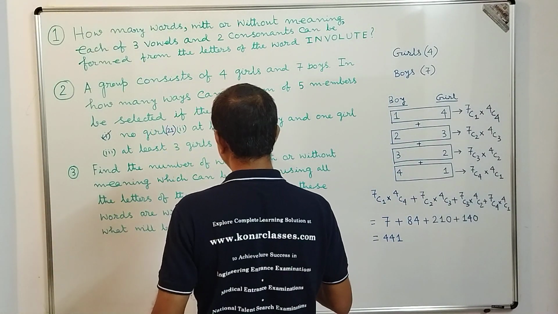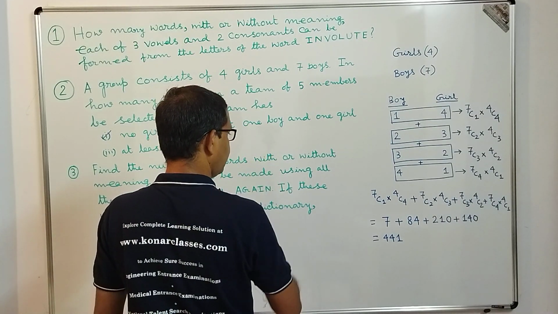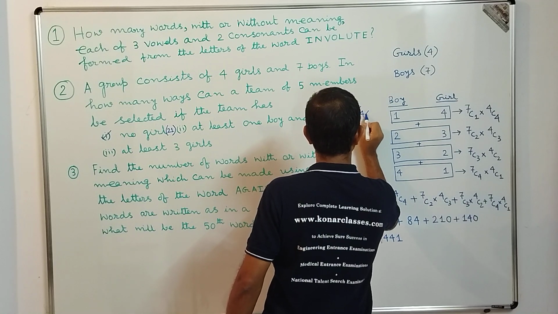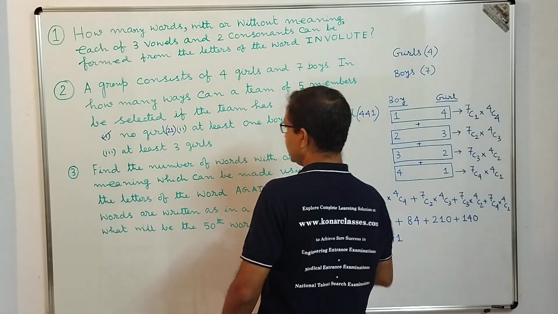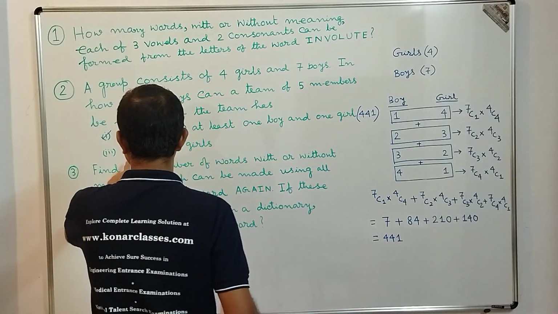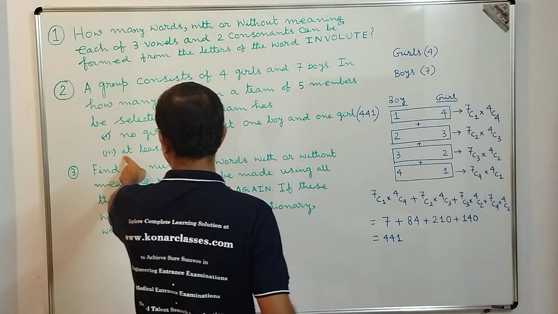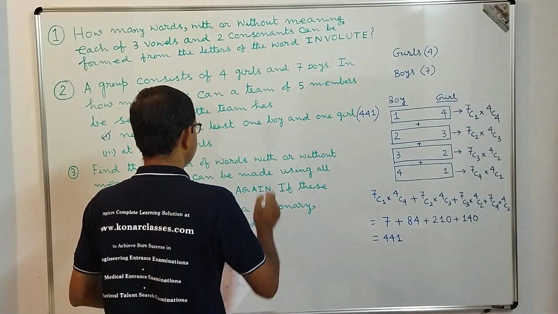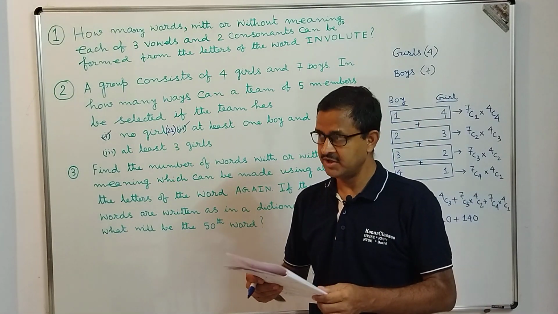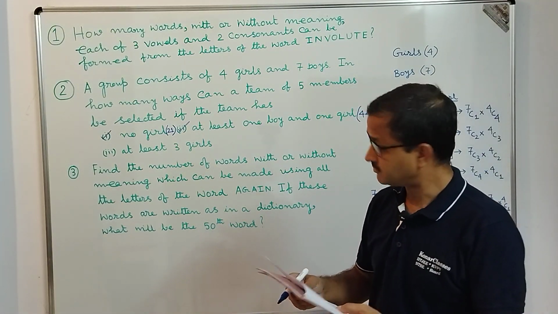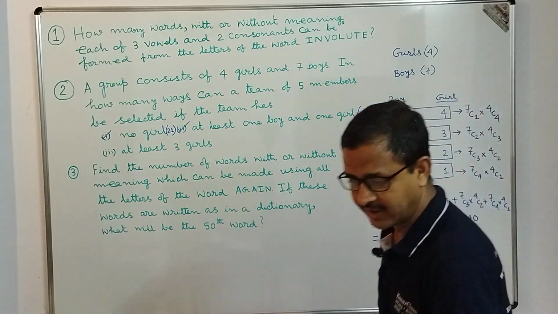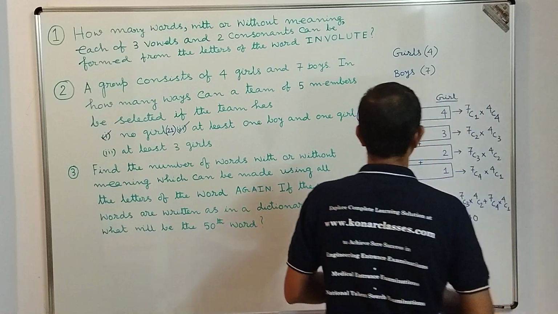So what we get is that for at least 1 boy and 1 girl, the value is 441. Now let's concentrate on the third part of the question. Okay, so the second part we are done with. So what is the third part of the question, dear students? I can read it here: at least 3 girls. Okay, so at least 3 girls means what?